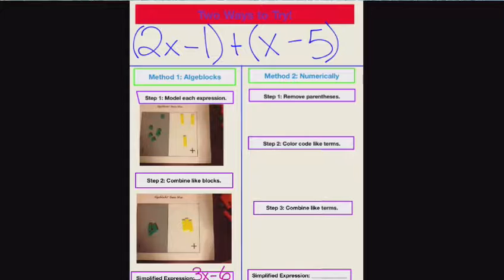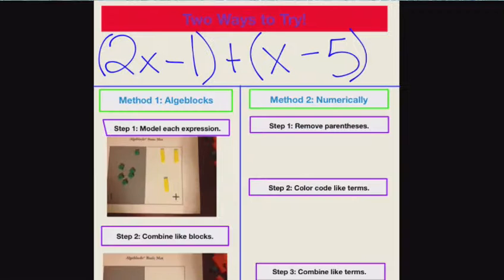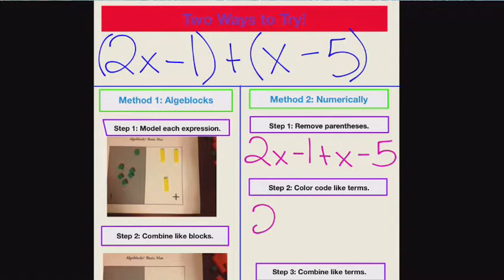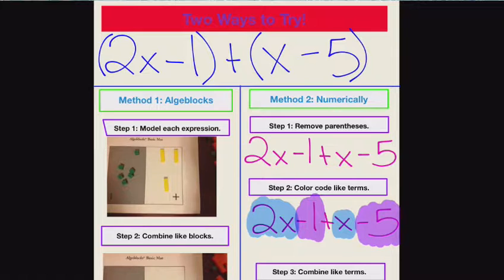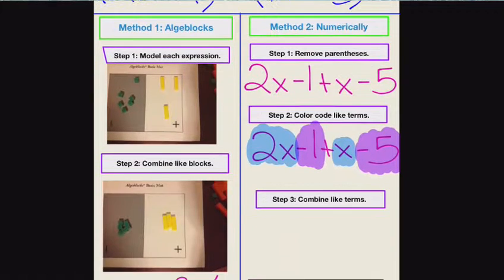All right, let's go ahead and try that numerically. So again, we're going to start by removing those parentheses. So we're going to write 2x minus 1 plus x minus 5. Now we're going to color code our like terms. So I'm going to color code our x's as one color. So here's that simplifying expressions knowledge helping you out. And I'm going to color code, and don't forget that minus goes with the 1, minus goes with the 5. Color code our whole numbers.